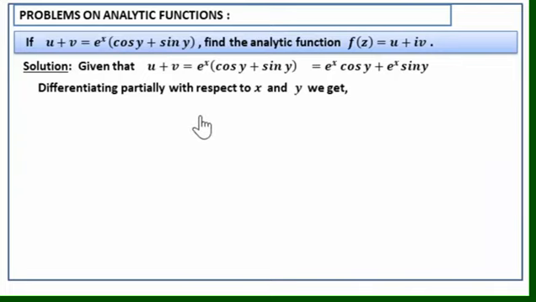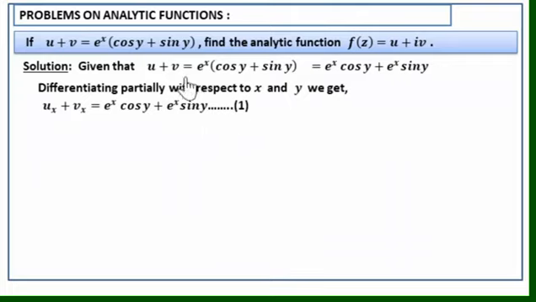First we will differentiate with respect to x partially, then we will differentiate with respect to y partially. Differentiating u plus v, we get dou u by dou x plus dou v by dou x. Right hand side, differentiate with respect to x keeping y constant: it is cos y into the derivative of e power x, which is e power x, so the first term becomes cos y e power x, plus the second term sin y e power x. So it is ux plus vx equal to e power x cos y plus e power x sin y. Call it equation 1.